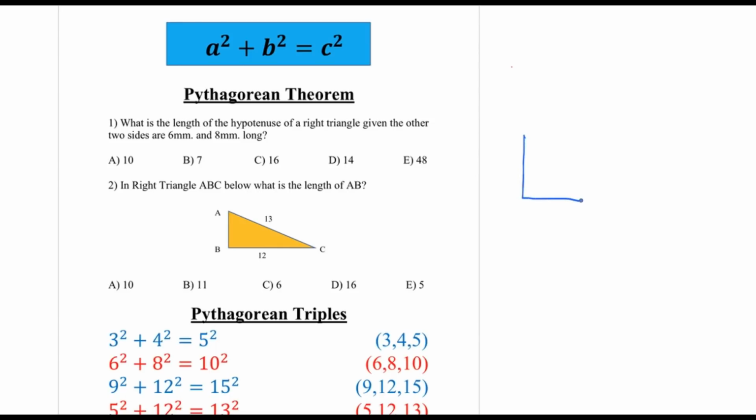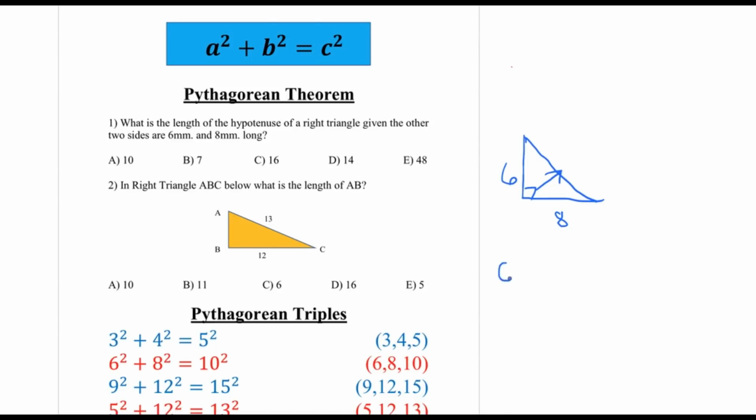Let's draw our right triangle, not drawn to scale, of course. Sides of 8 and 6. Using the Pythagorean Theorem, the hypotenuse side is always the C side. It's opposite the 90-degree angle. Sides A and B are interchangeable. We can use 6 or 8 as A, and we can switch them.